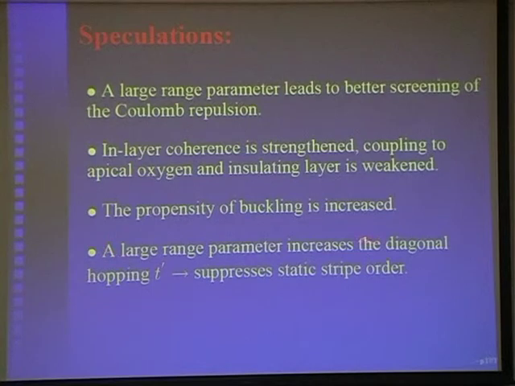And a large range parameter increases the diagonal hopping T prime, which suppresses the static stripe order. There were some DFT calculations on that, and for lanthanum cuprate we do have this static stripe order, while for the mercury and other high TC cuprates we don't. I mean, there were some reports of charge density wave, but they are of a different kind than this static stripe order.